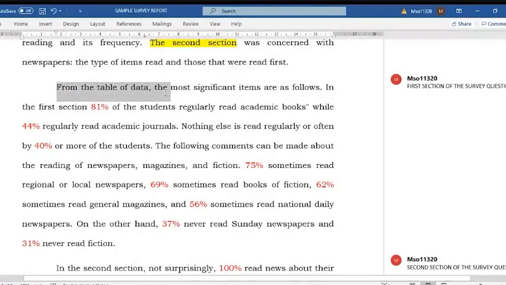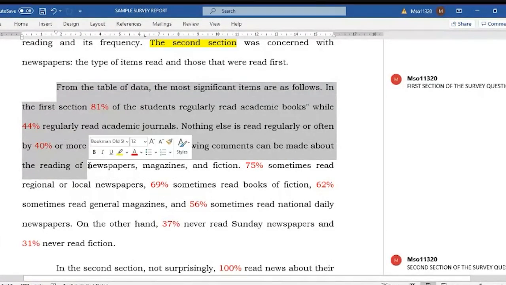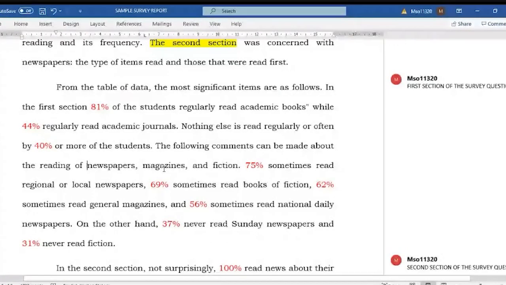From the table of data, the most significant items are as follows. In the first section, 81% of the students regularly read academic books, while 44% regularly read academic journals. Nothing else is read regularly or often by 40% or more of the students. The following comments can be made about the reading of newspapers, magazines, and fictions. 75% sometimes read regional or local.